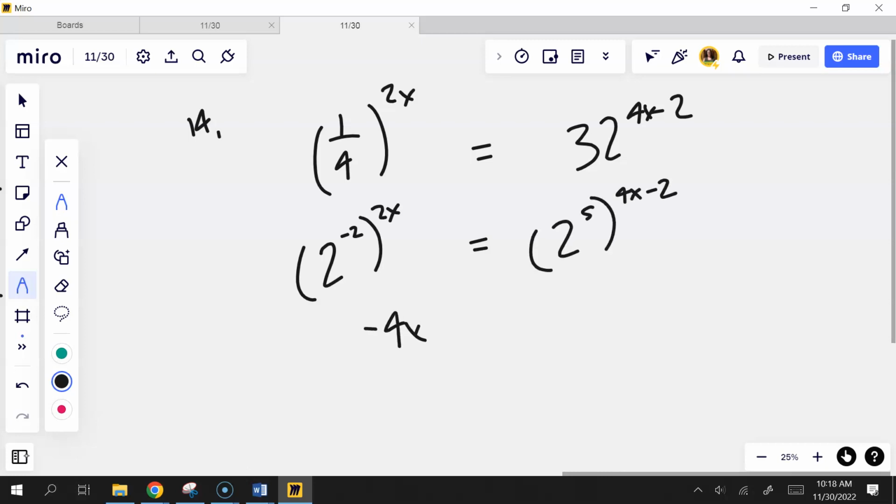I get negative 4x equals, I'm going to go ahead and distribute, 20x minus 10. Subtract 20x and divide by negative 24.